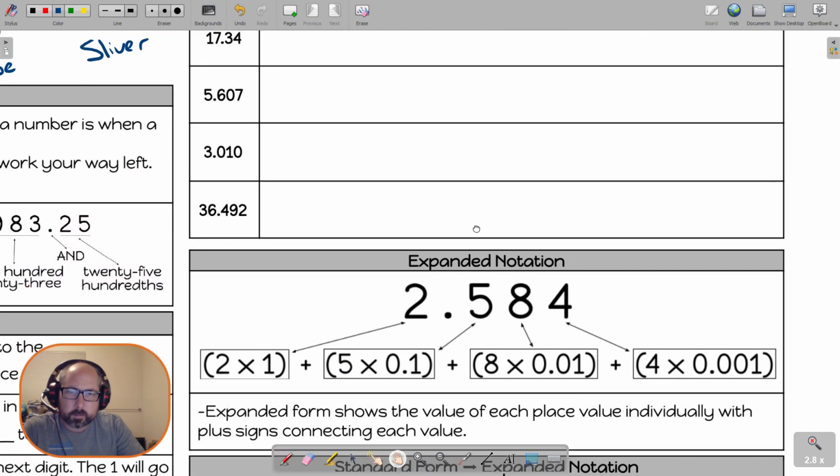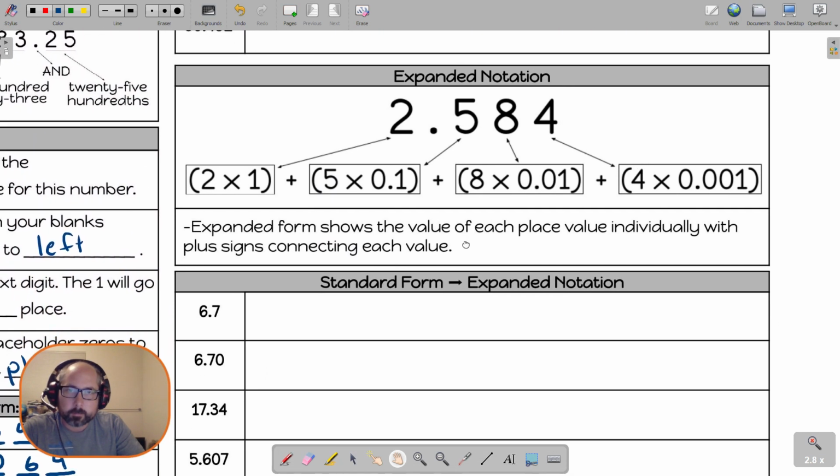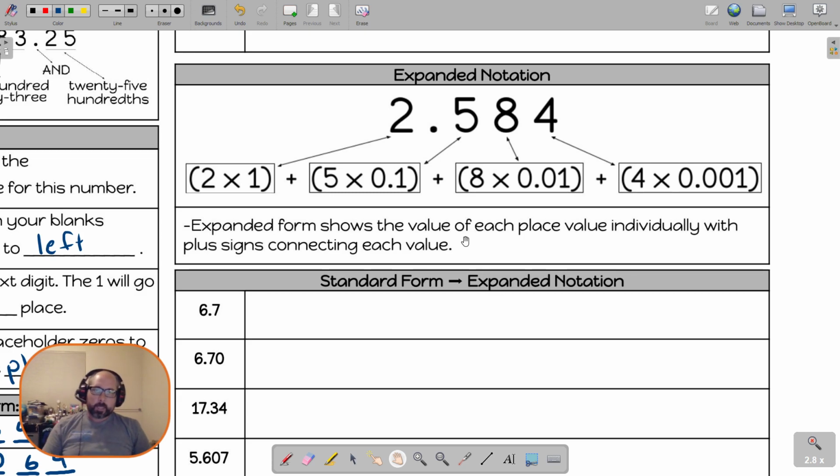Okay, let's check out expanded notation. Expanded notation is kind of a way to explain the value of each place value. Not just the place value, but in that specific number. So I kind of told you at the beginning, place value charts help. If you had a place value chart, we could put this in the place value chart, 2.584. I said it that way on purpose because I don't want to talk about place value at the moment. But we would take the 2 and put it in the ones place.